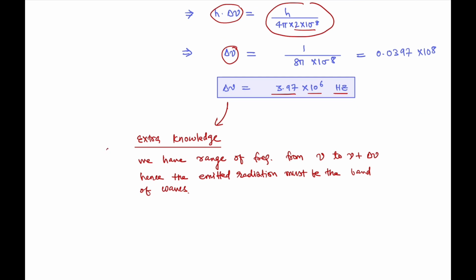So, extra knowledge: sometimes a question may ask you to explain your answer or outcome. What you need to do is say that we have the range of frequency from nu minus delta nu to nu plus delta nu. So this range is actually this. Hence the emitted radiation must be a band of waves, not a single wave.